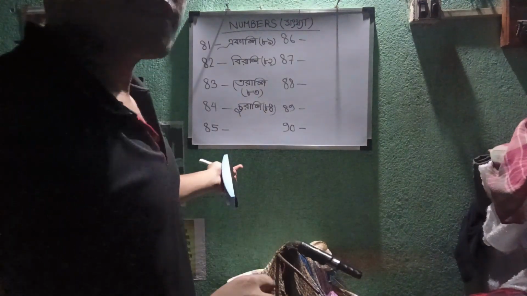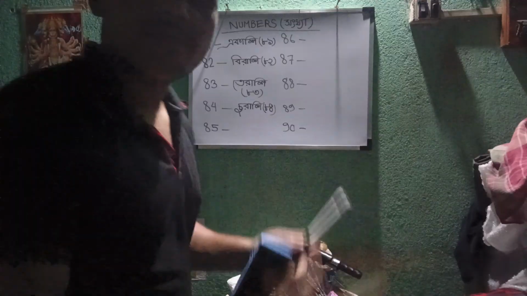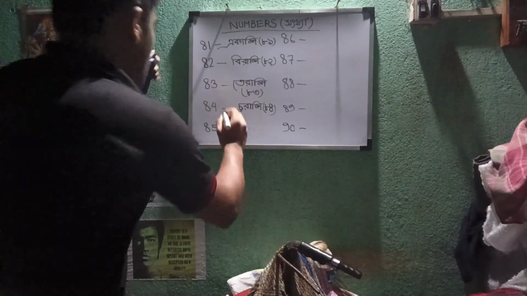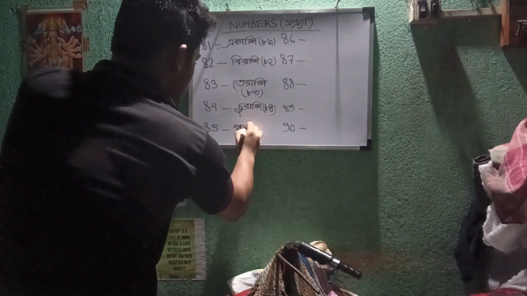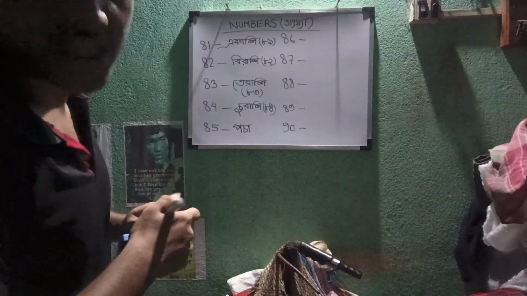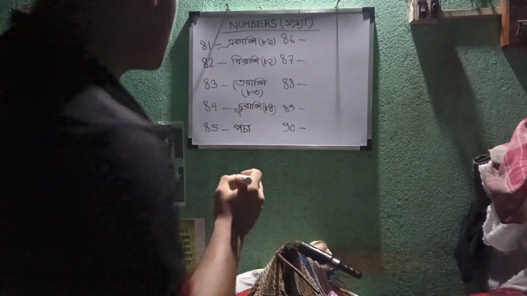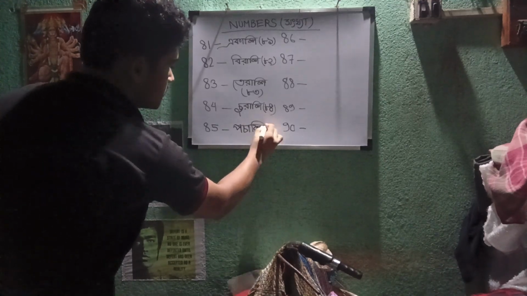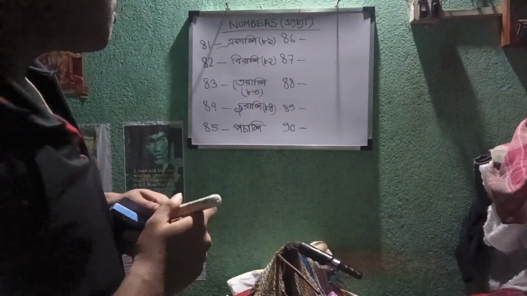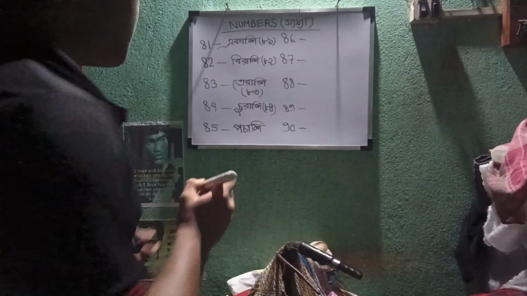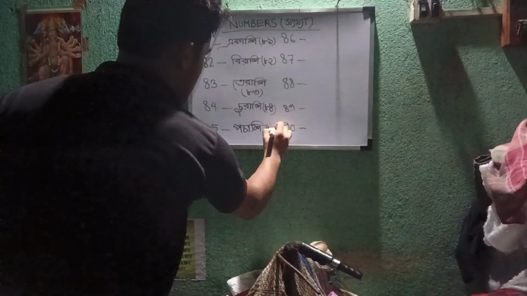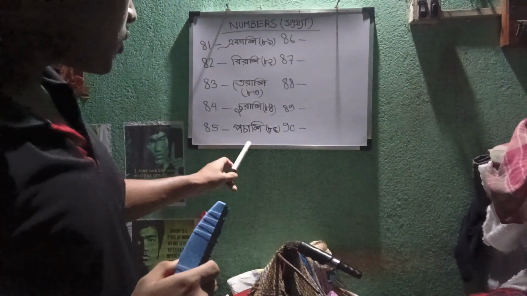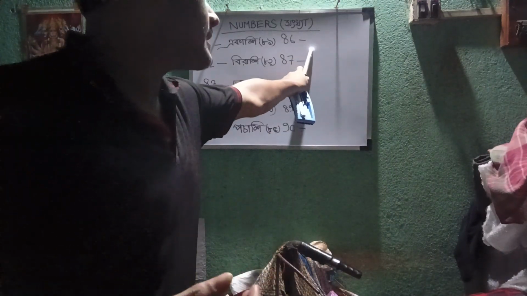After churâshi we have 85. 85 means pônchâshi. First we have to write po, then cho, cha, then talbosha, then hoshi. So this is pônchâshi. Pônchâshi means 85. So this is 8 and this is 5. After pônchâshi we have 86.